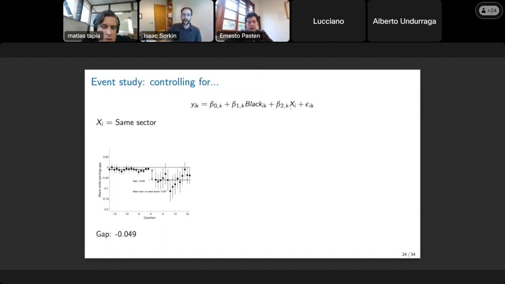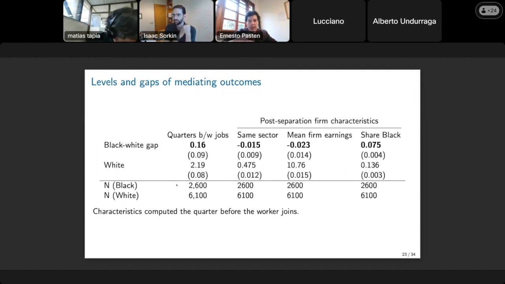So I'm going to run the same analysis I did before, where in the pre-period, of course, there are no differences. So the pre-period is exactly what we saw before. Sorry, may I, could you go back one second, please? Mean firm earning is a proxy of size. Oh, sorry. This is the average worker earnings at the firm.